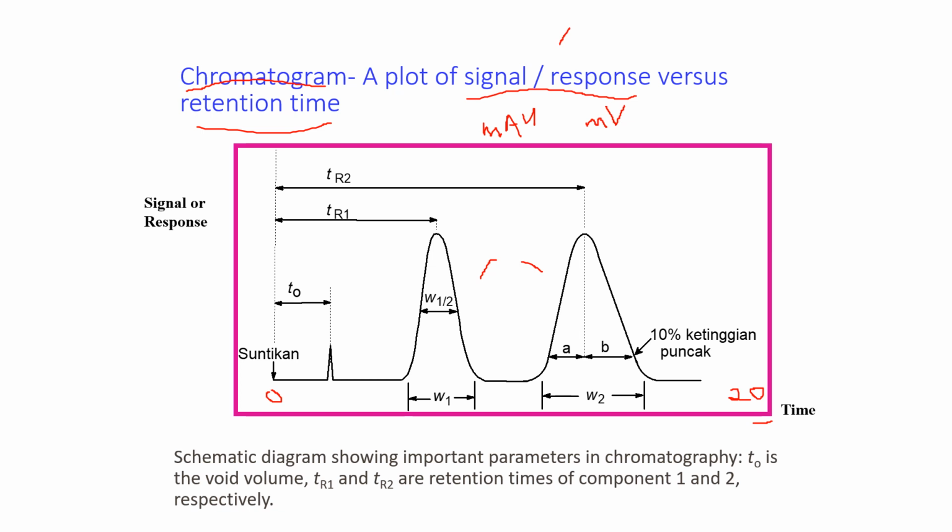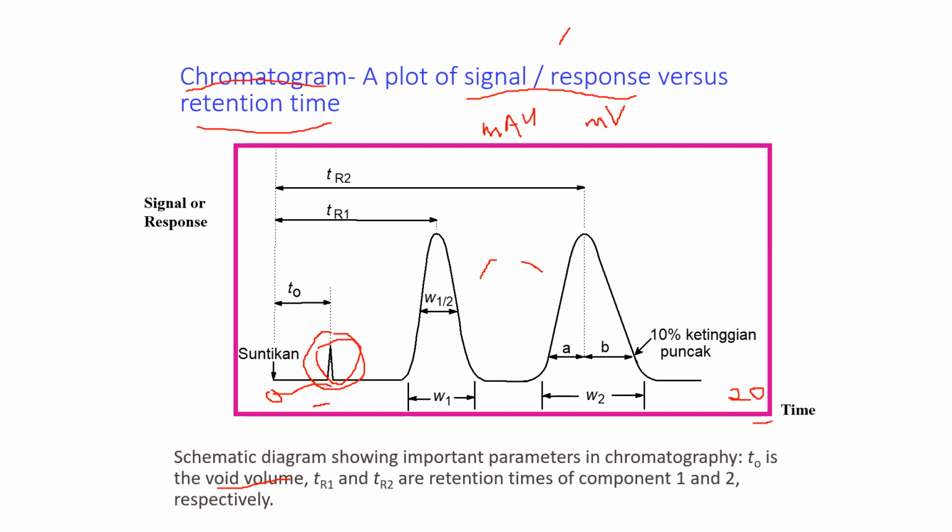Time 0 means that you just started to inject your sample, either in GC or HPLC or CE. Once you inject, you will see a small peak over here. We call it the void volume, or sometimes the solvent peak. Why is it called the solvent peak? Because in the system, only the solvent is not absorbed on the stationary phase. It will just go towards the detector and be detected over here.